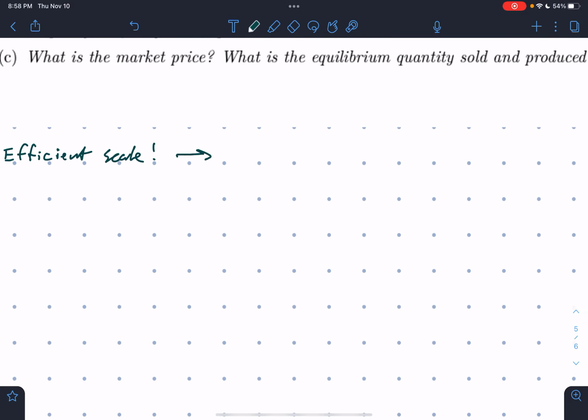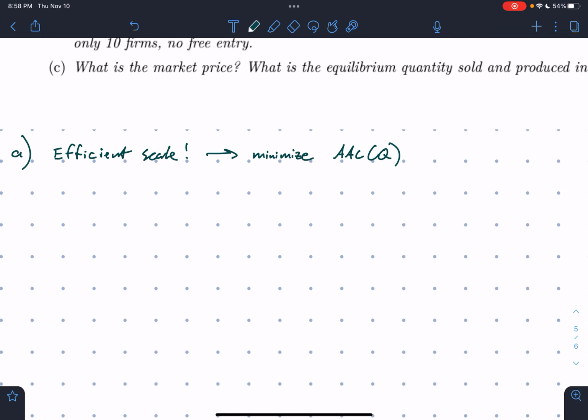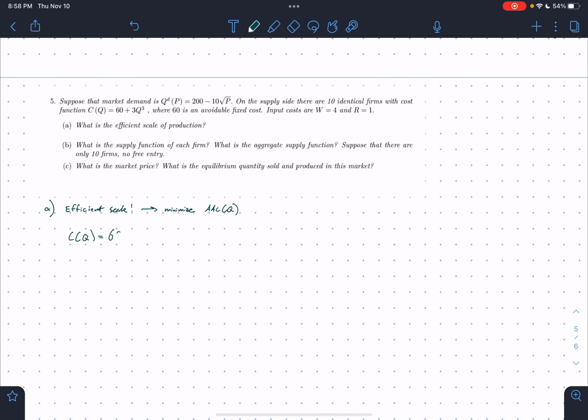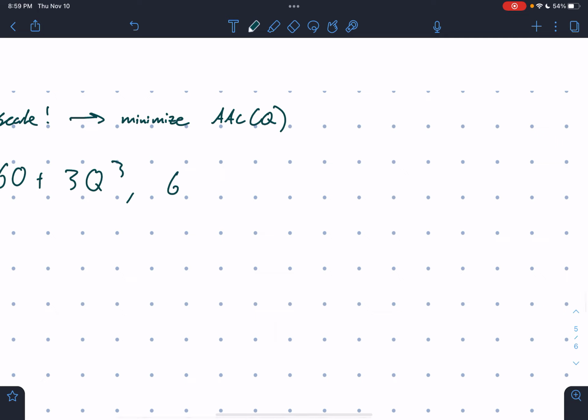So this means we minimize the AAC, and this will give us the quantity which minimizes the AAC. That'll be the efficient scale. So here we have C of Q is equal to 60 plus 3q cubed. 60 is an avoidable fixed cost.